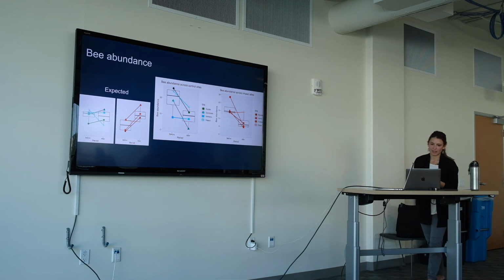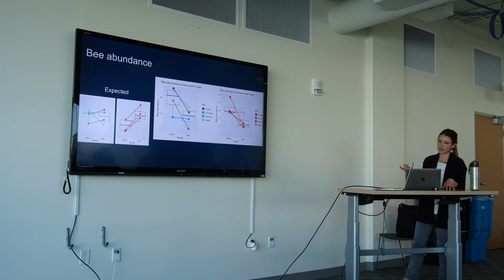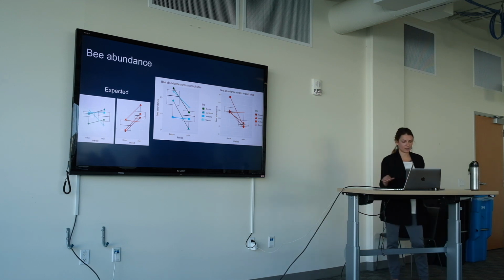So for bee abundance, we expected to find higher bee abundance in burned areas compared to unburned areas. And that's mostly because fire creates conditions where annual plant species that are easily accessible to bees do really well. So while we didn't find the difference that we expected, it looks like there were really significant declines across both the unburned sites on the left and these burned sites on the right.